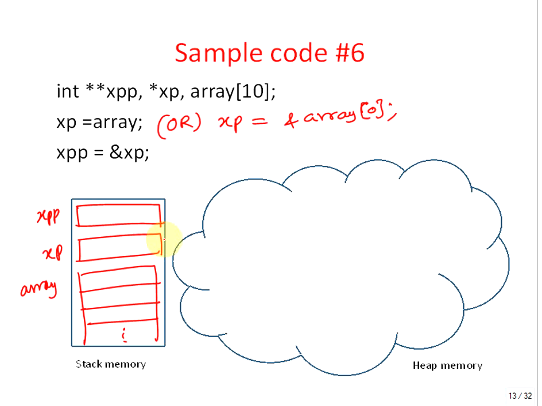Either way, xp will be pointing to the first item, and then xpp equal to address of xp, so it's pointing to xp.